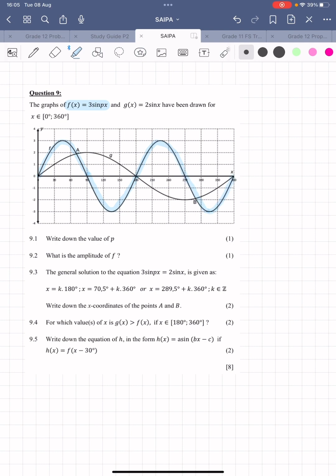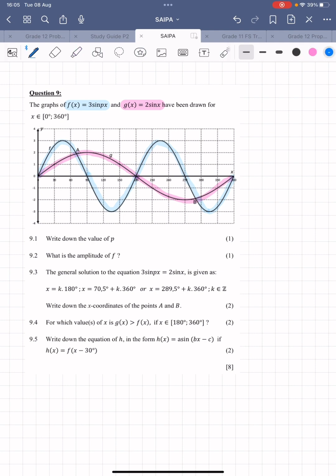And then they're telling us that g of x is 2 sine x. So g of x is g. We can see that they've labeled it as g with a little g there next to the graph. All right, so we know that we are looking at these two graphs and they have been drawn for where x is between 0 and 360 degrees. Okay, so for 9.1, they're asking us to write down the value of p.